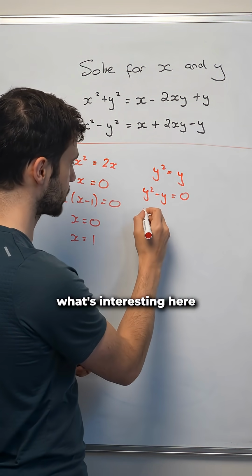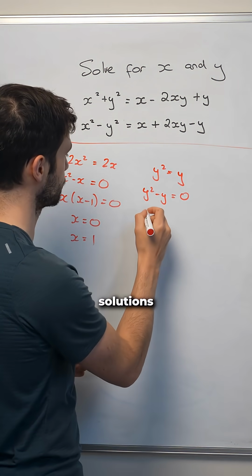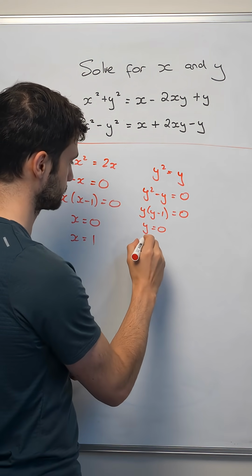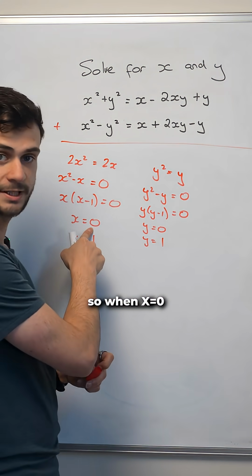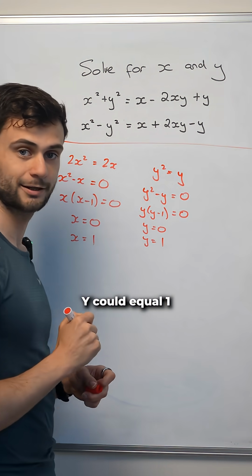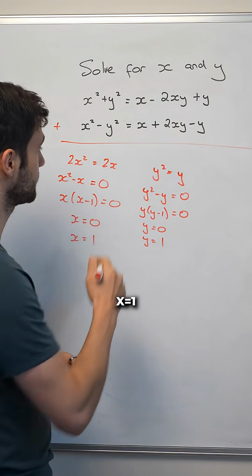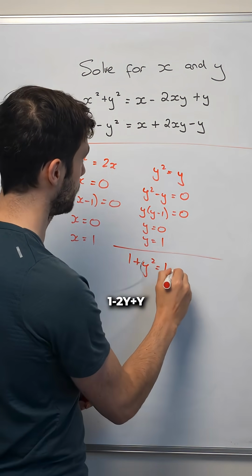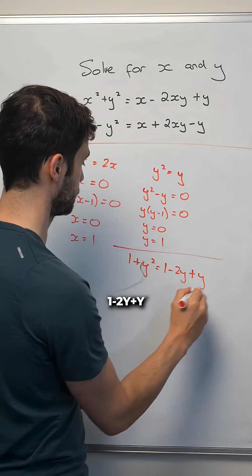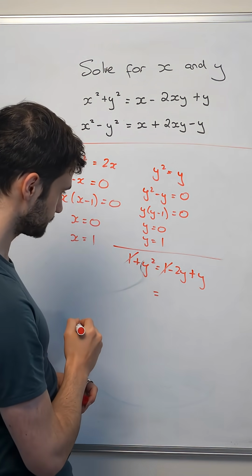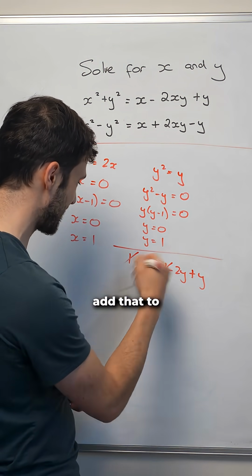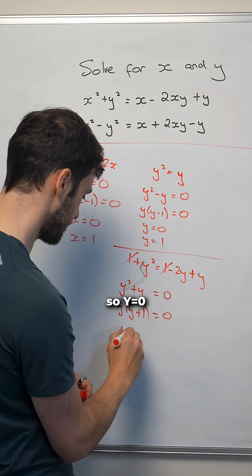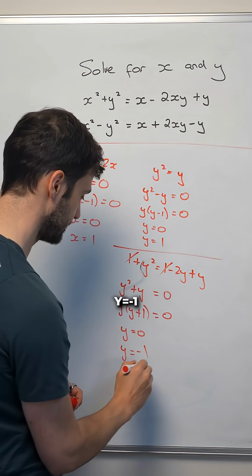And again, what's interesting here is we get two possible solutions. So when x equals 0, y could equal 0 or y could equal 1. We can substitute in x equals 1 and do the same thing. So we get 1 plus y squared is equal to 1 minus 2y plus y. So cancel the ones. Minus 2y plus y is just negative y. Add that to the other side, so we get y squared plus y equals 0. So we've got y times y plus 1.